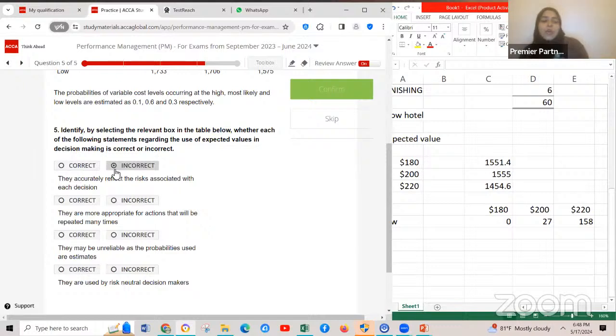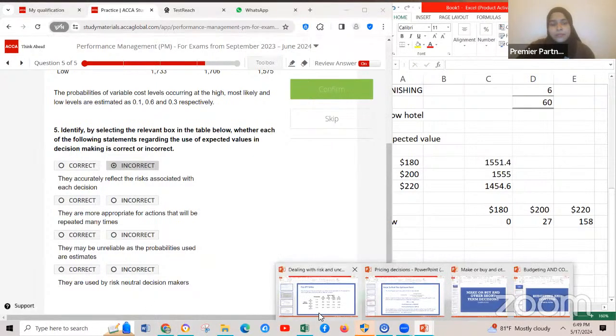They are more appropriate for actions that will be repeated many times. Expected value is good for actions that will be taken many times. One more person reply to see. Look here.